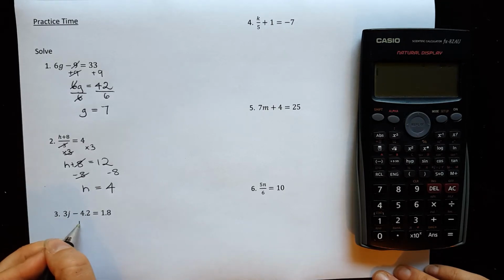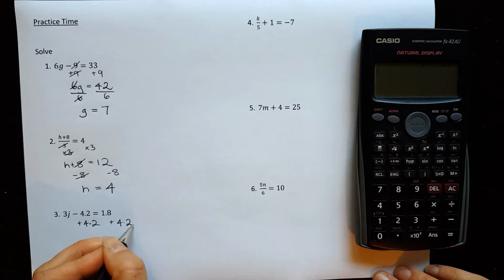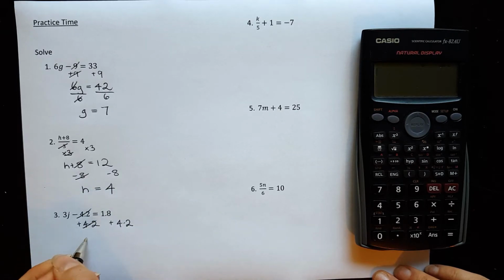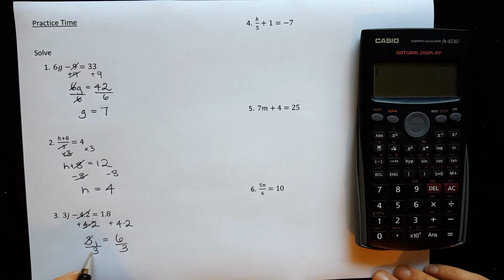Question 3, 3j minus 4.2 is equal to 1.8. So first of all, we need to add the 4.2 to both sides. So that will give us 3j is equal to 6. So the decimals disappear. Then we want to divide by 3. So j is equal to 2.